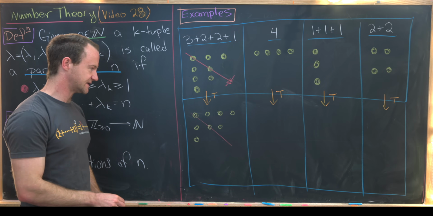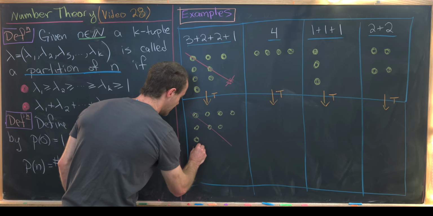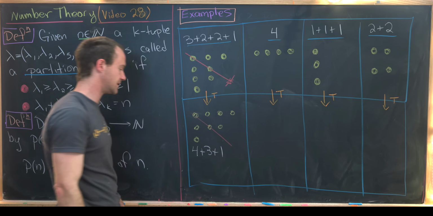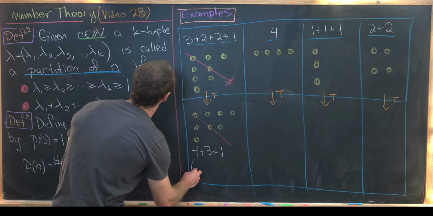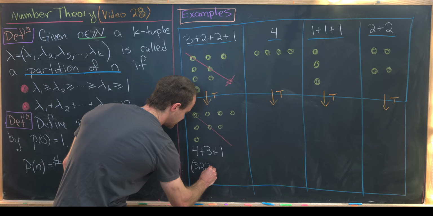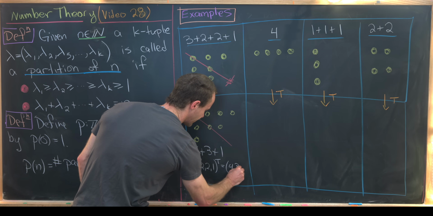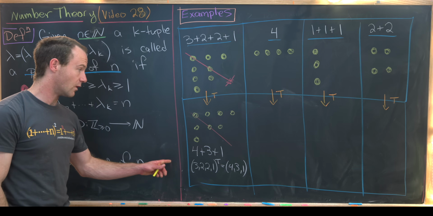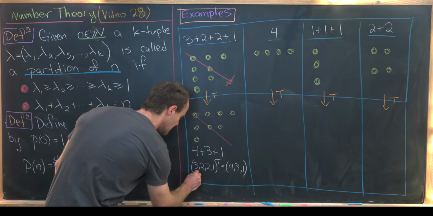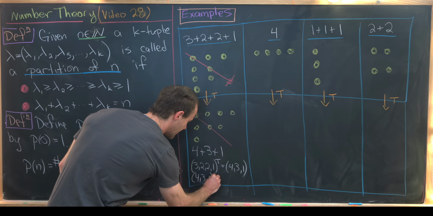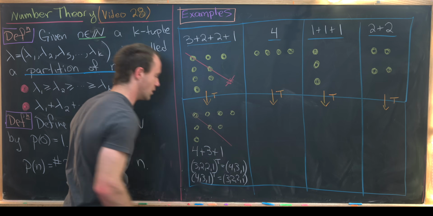Now we can read off this diagram and know what the conjugate partition is. So it will be 4, 3, 1. So 4 plus 3 plus 1. Now, if you were to write that in terms of tuples and conjugate, you would maybe write something like this. 3, 2, 2, 1 conjugate or transpose equals 4, 3, 1. And likewise, the transpose is like a dual action. If we were to do it again, we would land back up here. So 4, 3, 1 transpose or conjugate is 3, 2, 2, 1.